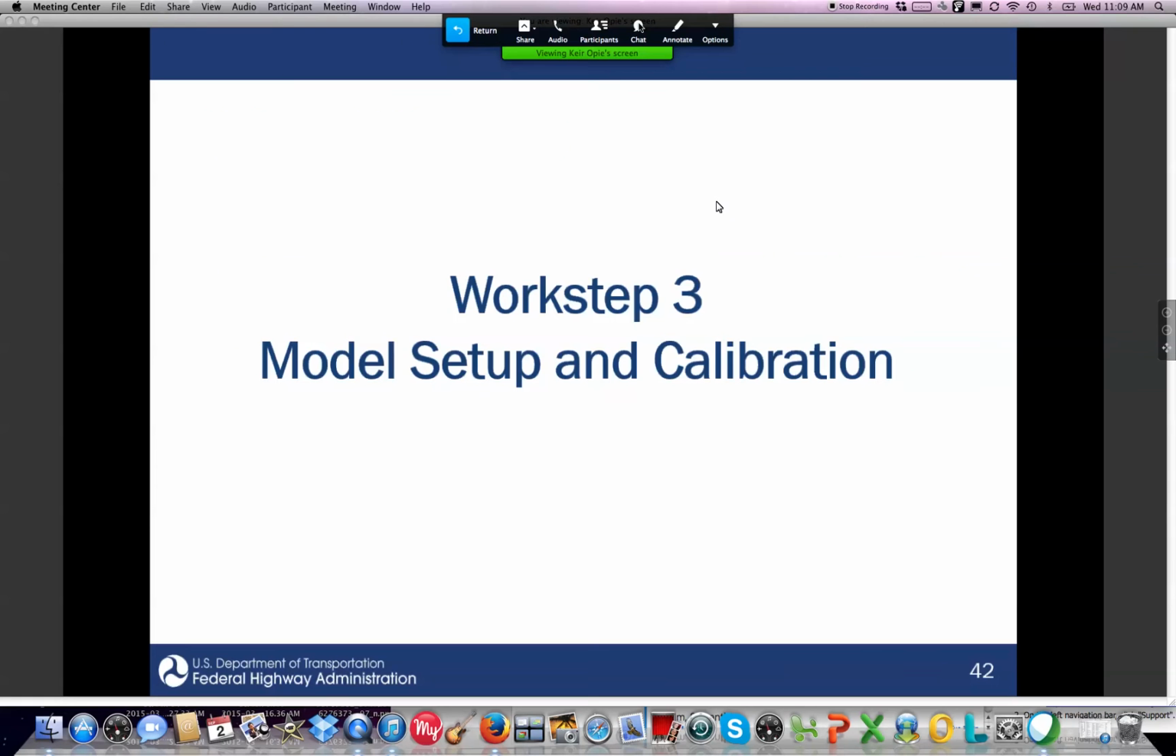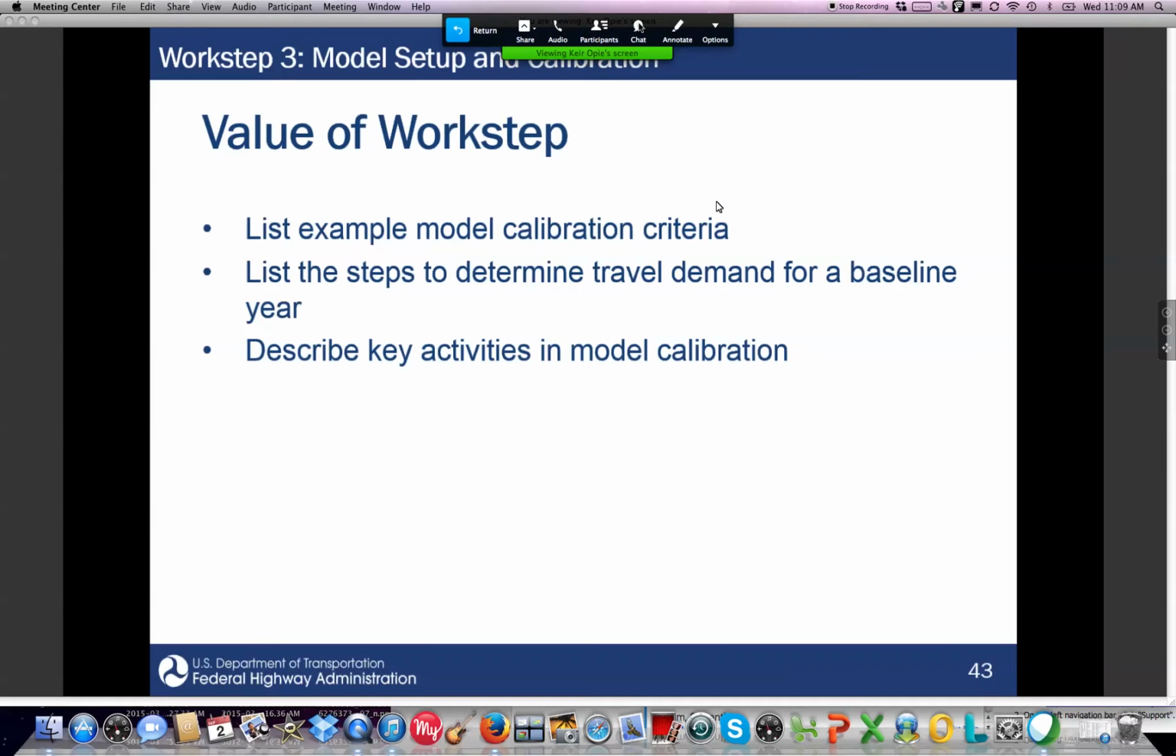Model setup and calibration. Obviously, if you don't have a well-calibrated model, it's questionable to use it to look at alternative analysis down the road. So properly setting up and scoping your model to make sure you have the coverage that you need within the model is critical, and also making sure that the calibration effort is sufficient to make sure that you can trust the model.